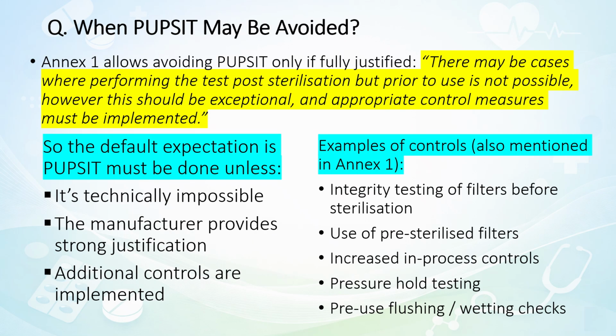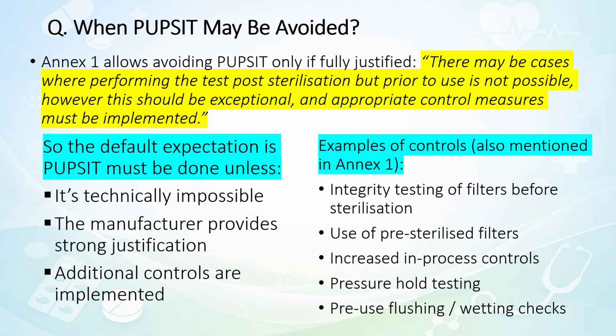When may PUPSIT be avoided? EU Annex 1 allows avoiding PUPSIT only if fully justified. There may be cases where performing the test post-sterilization but prior to use is not possible. However, this should be exceptional and appropriate control measures must be implemented. So, the default expectation is that PUPSIT must be done unless it's technically impossible, the manufacturer provides strong justification, or additional controls are implemented.